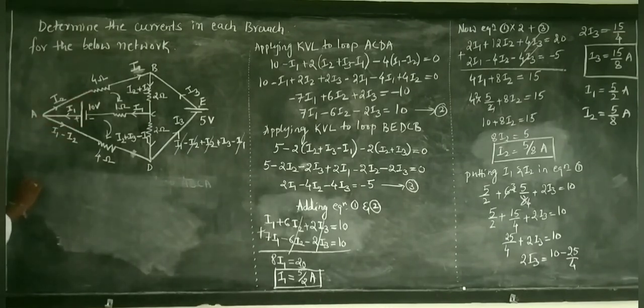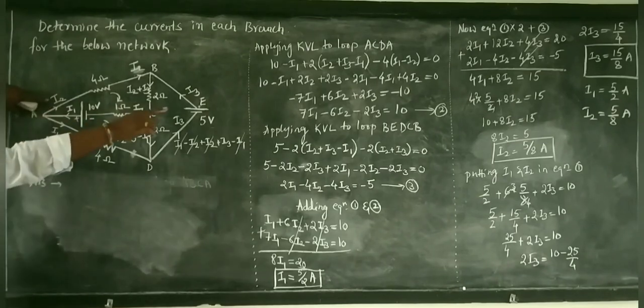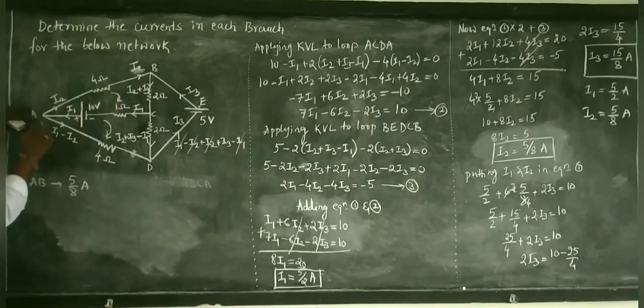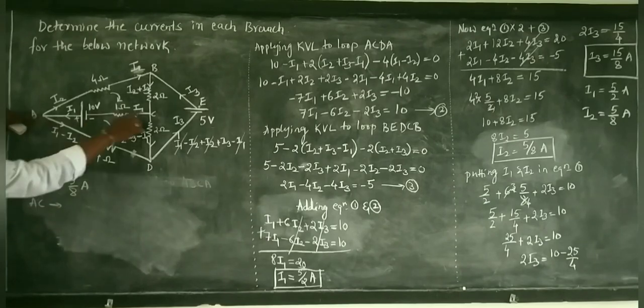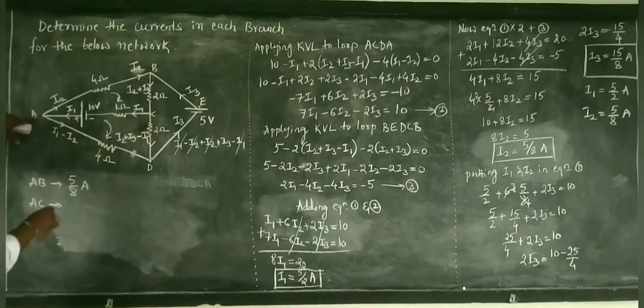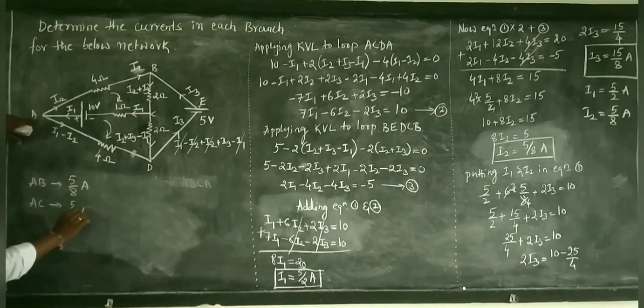Current between A and B. See, A to B current is how much? I2, and I2 value is how much? 5 divided by 8 ampere. Okay, and A to C. AC current, see, from A to C is how much? I1. I1 value we have already calculated. It is 5 divided by 2 ampere.